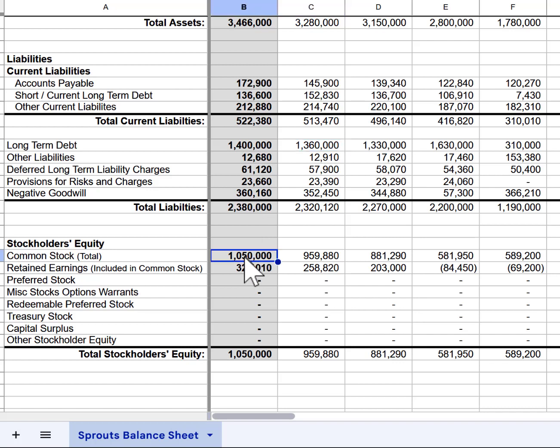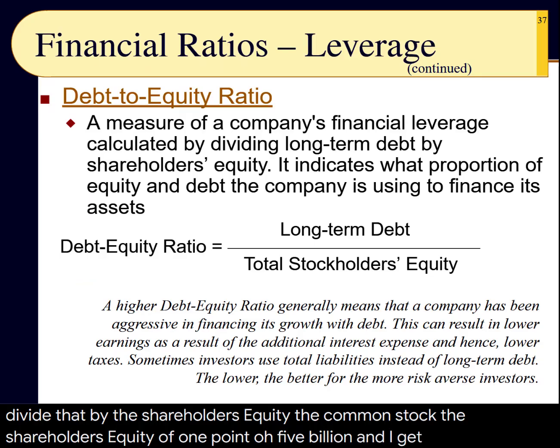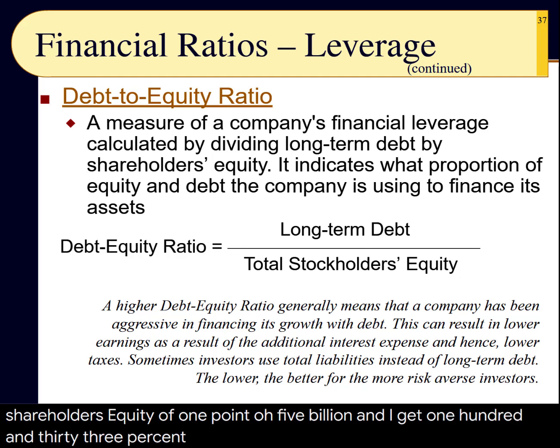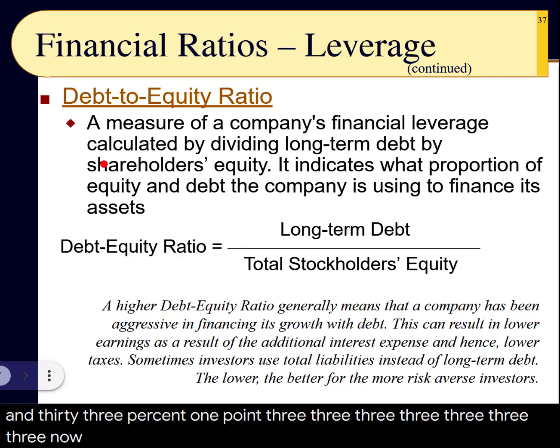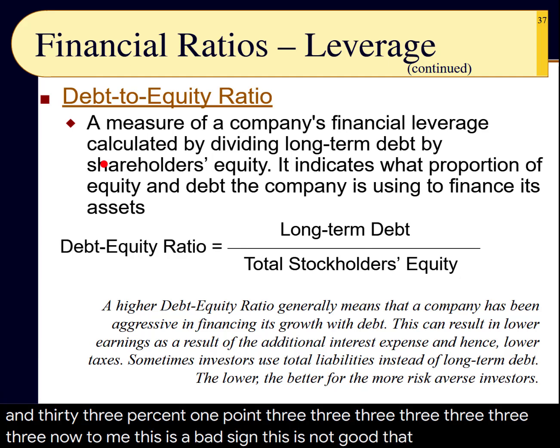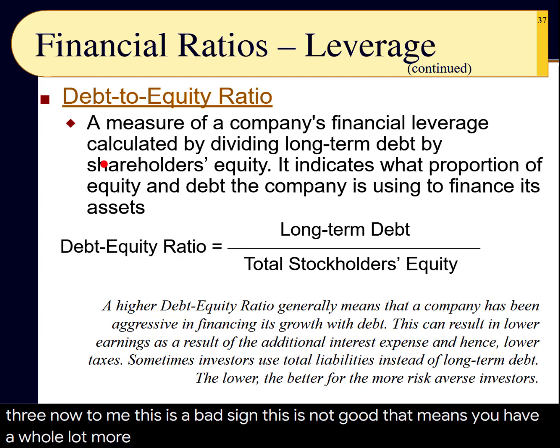And we divide that by the shareholders' equity, $1.05 billion, and I get 133%, 1.3333333. Now, to me, this is a bad sign. This is not good. That means you have a whole lot more debt than you have in terms of equity.